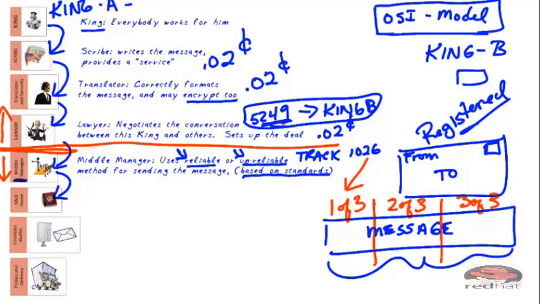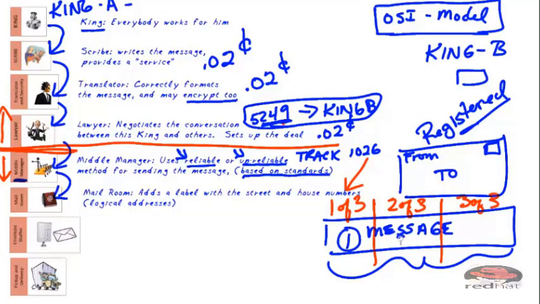And why do I say messages? Well, if the initial message was, "Dear Mr. King B, do you want to have lunch?" And if the middle manager chunked it into 1, 2, and 3 parts, each of those parts needs to have an address. Now, Keith, what do you mean address?